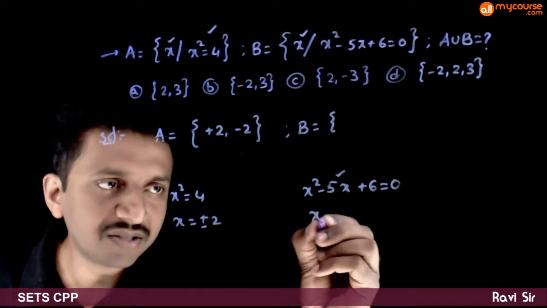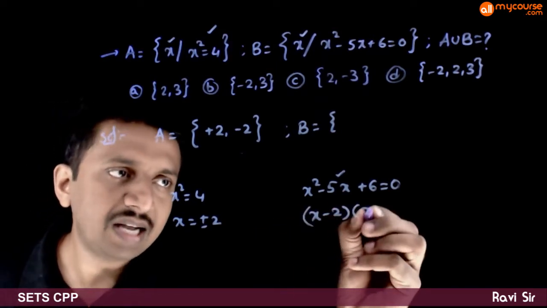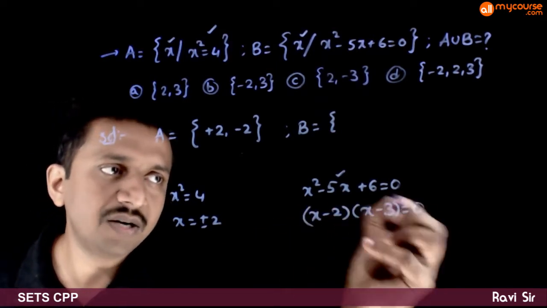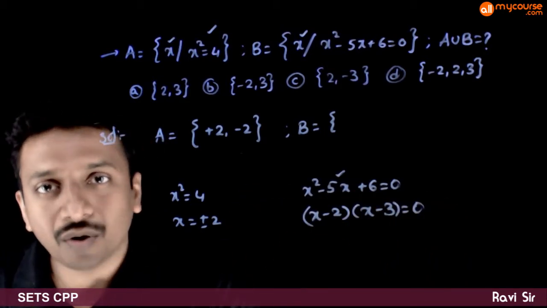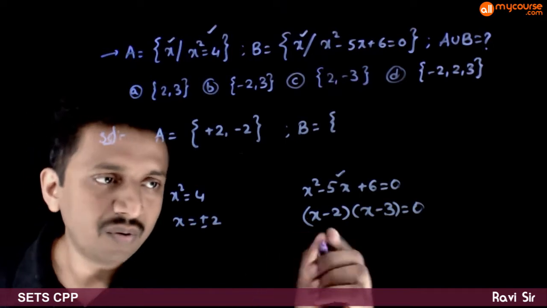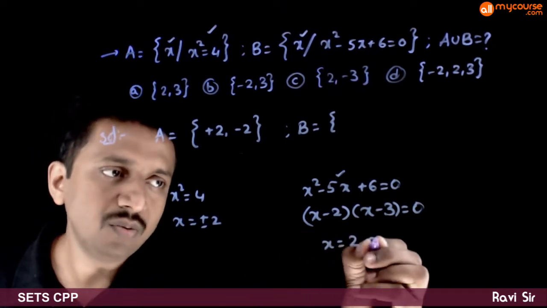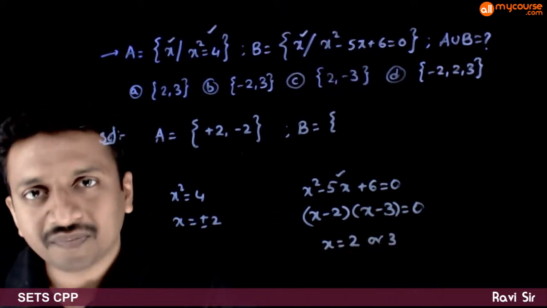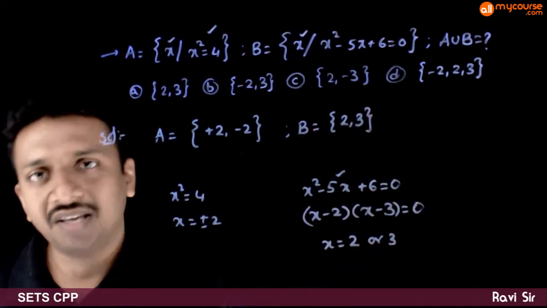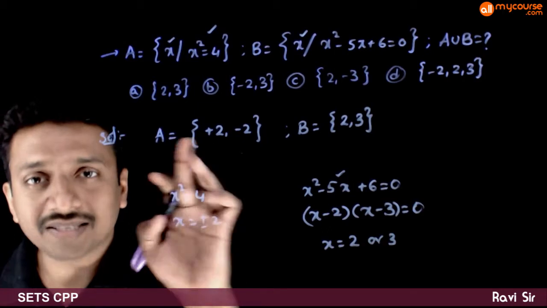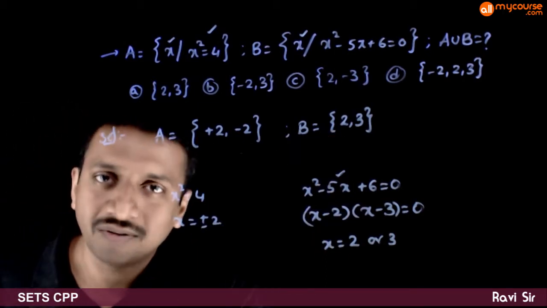So if you factorize this, you get x minus 2 times x minus 3 is equal to 0. You know how to factorize this from your lower classes. So x is equal to either 2 or 3. So the set B is a set containing 2, 3. So A is plus or minus 2, B is 2 or 3.